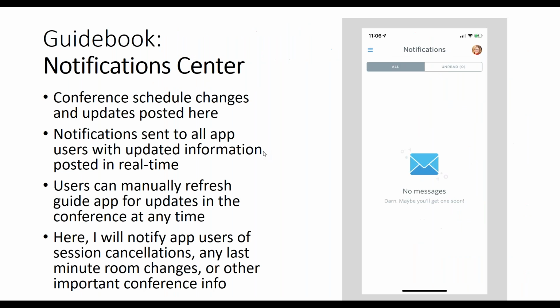So the last feature of the Guidebook app is the Notifications Center. This is at the very bottom of your navigation menu. You'll see it underneath your inbox or underneath your notes section. This is where we will post conference schedule changes and updates, and all of the app users will be notified in real time when these updates happen. If we're having any room changes, last minute session cancellations, or other important conference info, you can find that here, and you can also manually refresh your Guide app to have these updates whenever you open the app.